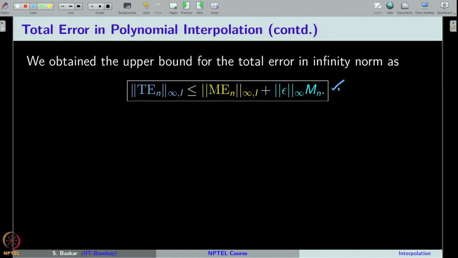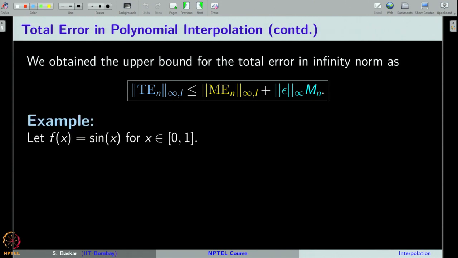Recall that this is the estimate that we have for the total error. And now, let us try to see how the total error behaves in the polynomial interpolation when we go on increasing n and try to approximate a function. As an example, let us take the well-known function f of x equal to sin x, and let us do this experiment in the interval 0 to 1 and see how the total error behaves as we go on increasing the degree of the interpolating polynomial n.